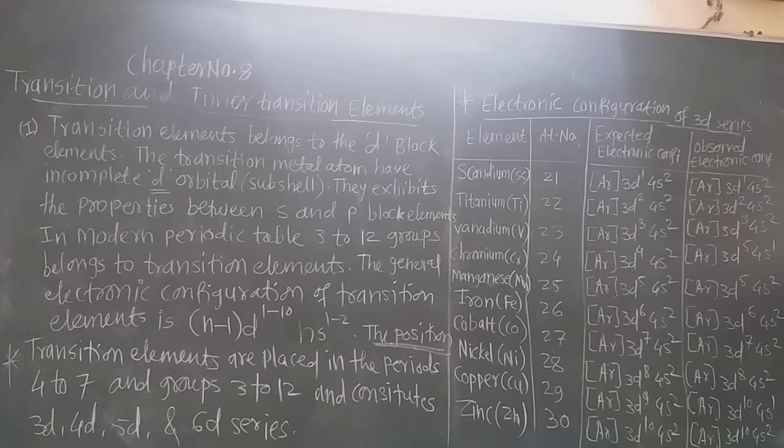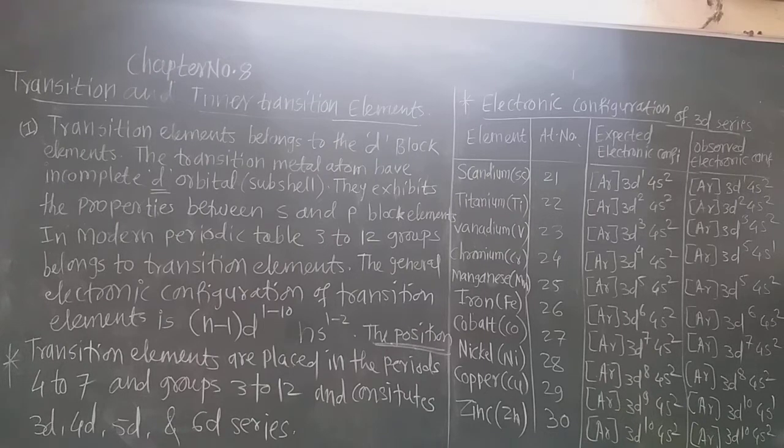So the transition elements belong to the D block elements, and the transition metal atom always has an incomplete D orbital. Remember that, not complete. It is always incomplete in the transition elements. They exhibit properties between the S and P block elements, and the modern periodic table has groups 3 to 12, because the first and second groups, the alkali and alkaline earth metals, are of the S block. So from 3 to 12 there are the D block elements or transition elements, and from 13 to 18 there are the P block elements.